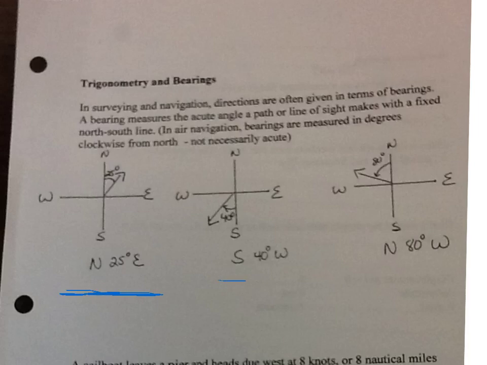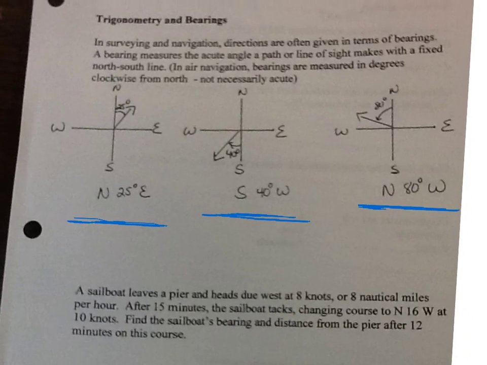The second picture, we're showing south because we're measuring the acute angle, south 40 degrees west. We're to the west of south. Does that make sense looking at the pictures? And in the last one, we're looking at north, because the acute angle is measured from north, 80 degrees west. It's the west side.